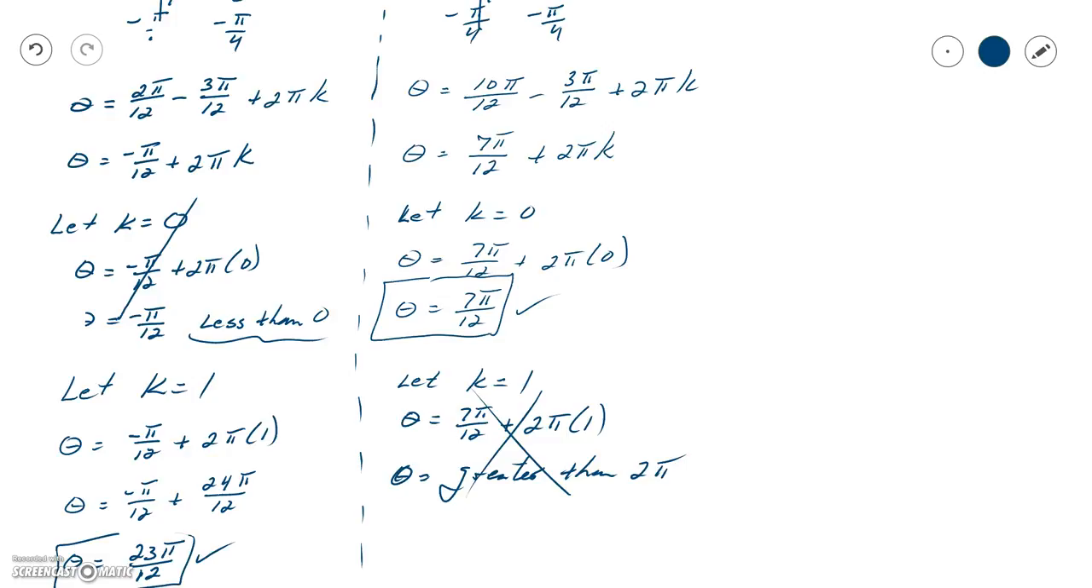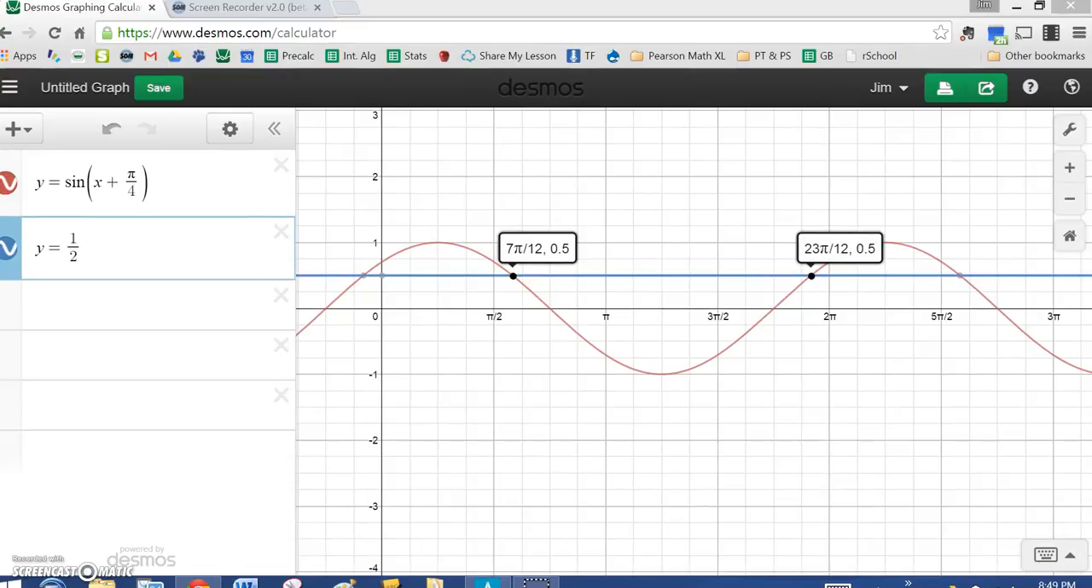So that means we have two answers. We got 23 pi over 12, we got 7 pi over 12. I don't have to test anything else because no matter what values of k I test, I'm still going to get things that are greater than 2 pi. Or if I tested k equals negative 1, which is possible because k could be an integer, I'm going to get values that are less than 0. So the only two solutions within the range of 0 to 2 pi are 23 pi over 12 and 7 pi over 12. Which are the values that I got there, 23 pi over 12 and 7 pi over 12. So everything kind of works out nicely.